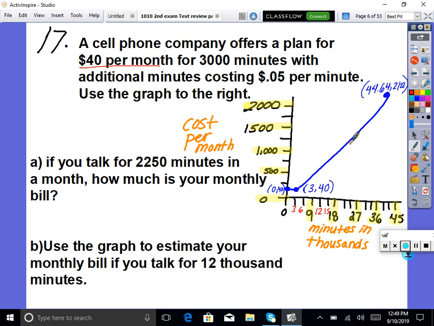If you're talking more than 3,000 minutes, they're then charging you 5 cents per minute, which is a lot. So in part A, it says, if you talk for 2,250 minutes in a month, how much is your monthly bill? Well, that's right here, 2,250. They're only going to be paying $40, correct? Because that's still under 3,000 minutes.